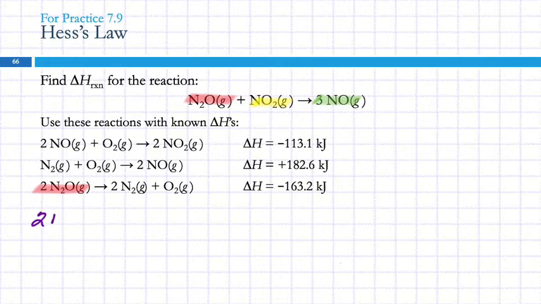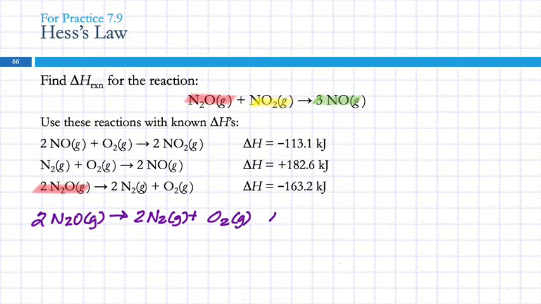So 2 N2O in the gas state goes to 2 N2 gas plus O2 gas. And so delta H is negative 163.2 kilojoules. So there's the red one as a reactant. Is this the right coefficient? This 2. Up here I only have 1, right?